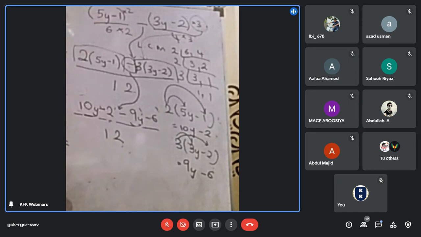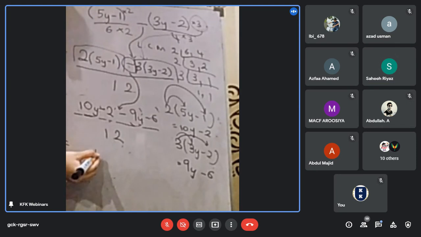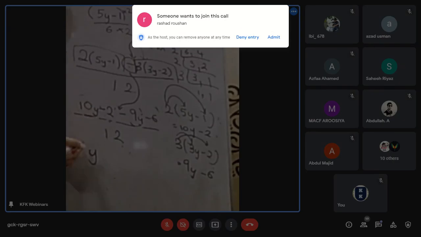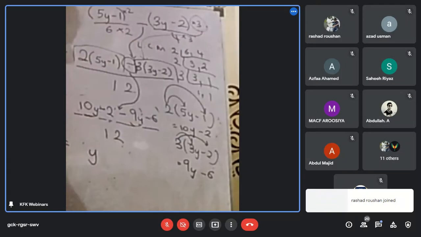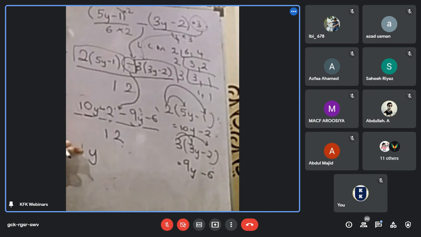So tell me, 10y minus 9y. What is the answer? 1y. Yes. So therefore we can write it as y. It is not necessary to write the 1. You can write it as y. So 10y minus 9y is going to be y. And then what will the next one be?